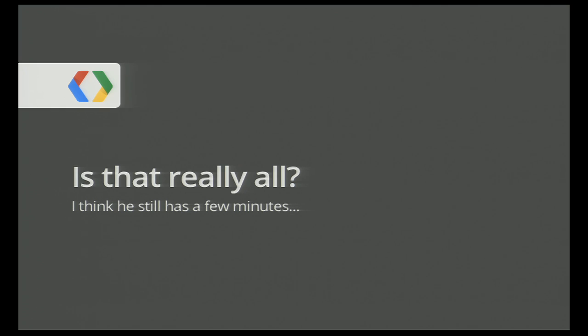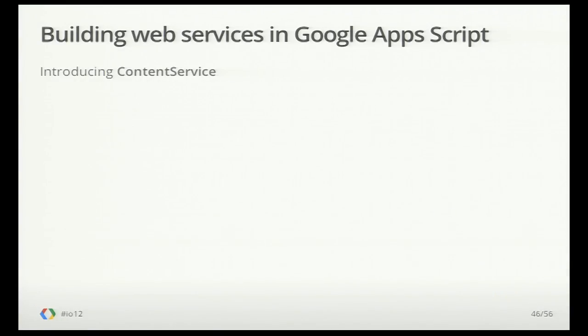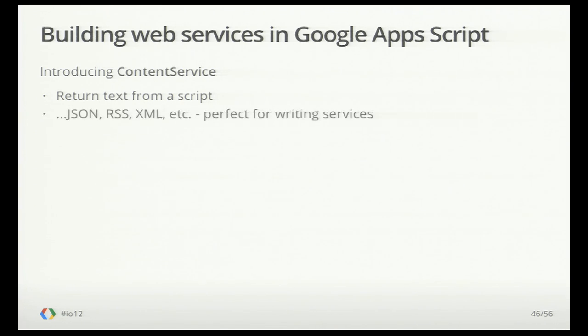Sometimes I hear from you guys, I don't want to return HTML. I just want to return JSON, or RSS, or XML, or something like that. Well, we heard you say that too. So introducing Content Service, the twin of HTML Service for everything that is not HTML. You can return text from a script. And by text, I mean you can return JSON, RSS, XML, Atom, whatever it is you're writing for a service, you can return it from a script.